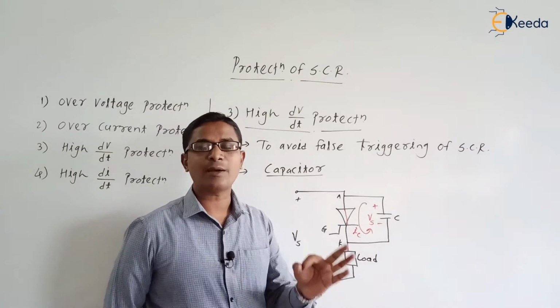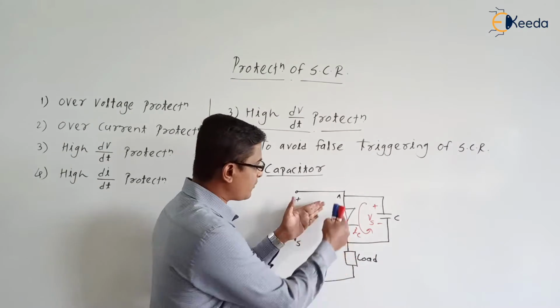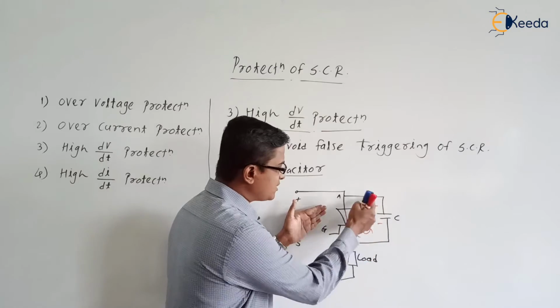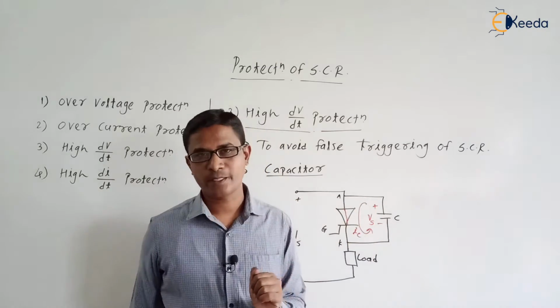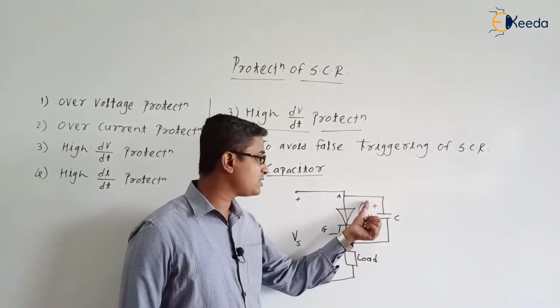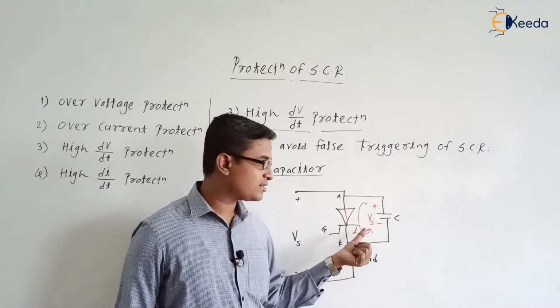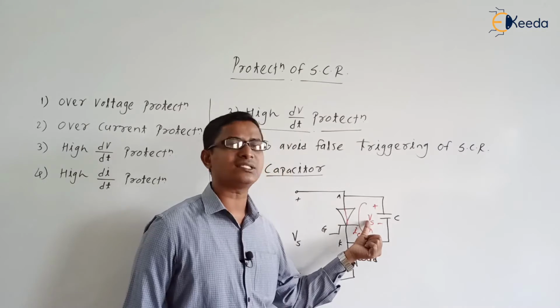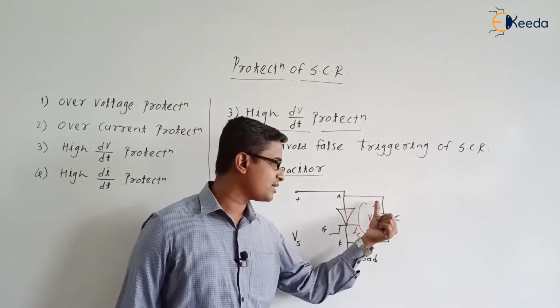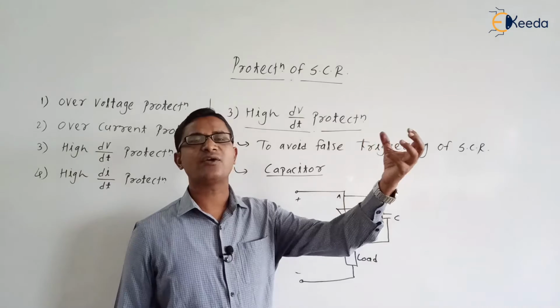Why is the capacitor discharging? Because when the SCR is in the on state, there is a discharging path available for the capacitor. Therefore this discharging current value will be very high. Why is the value very high? Because in this circuit we have only Vs, and it is like a short circuit. So it is like a Vs voltage.